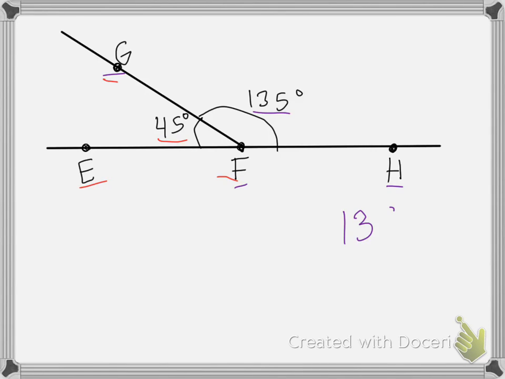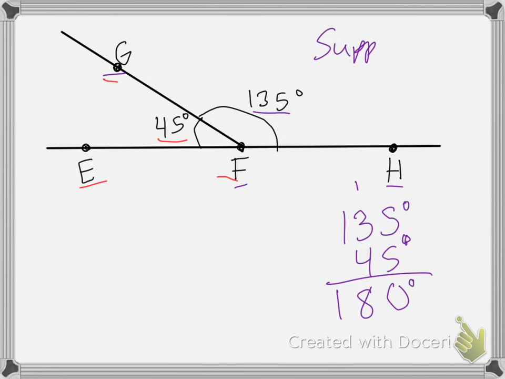So let's try. 135 plus 45 degrees. 5 plus 5 is 10, carry the 1. 1 plus 3 is 4, plus 4 is 8, and 1 plus nothing is 1. So these two angles are supplementary because when I add them together, it equals 180 degrees.